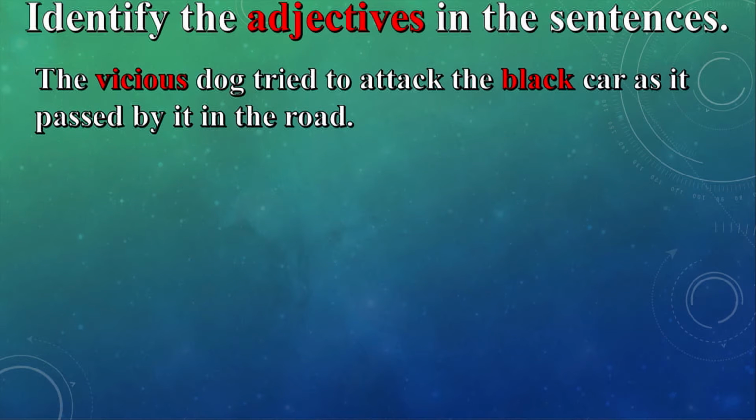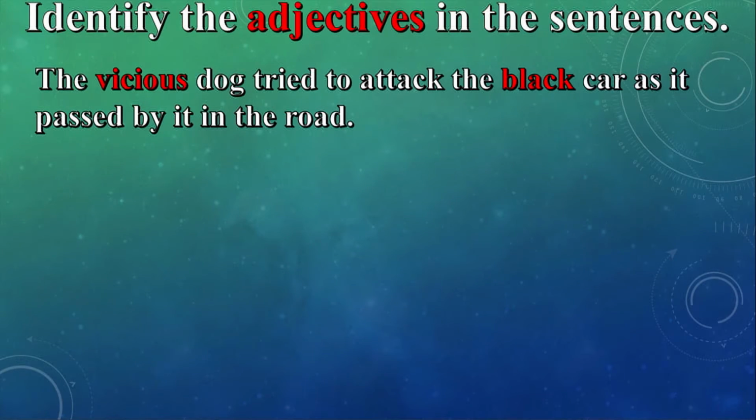Right, so we had 2 here. We had vicious, because it's telling you what kind of dog it is. It's not a playful dog, it's not a dog that's very laid back, it's a vicious dog, so it's attacking that car. And another adjective, one of color, which is telling you the color of the car that is actually being attacked by said dog. So we have 2 adjectives in this first sentence, one describing the kind of dog it is and one describing the color of the car.